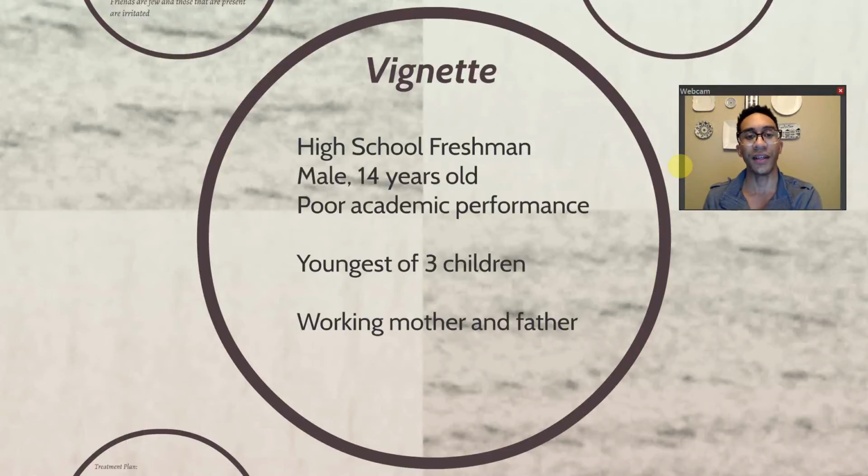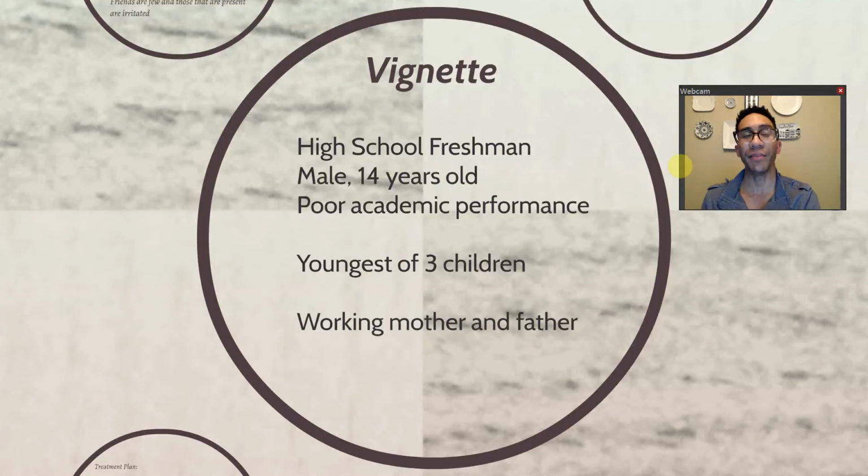So, typical scenario: high school freshman, male, 14 years old, with poor academic performance. He's the youngest of three children, with a working mother and father. This is not about any child in particular, of course, but it's something I see pretty often, being a high school English teacher. A lot of kids have those classic inattentive, hyperactive sort of symptoms, I guess you could say.